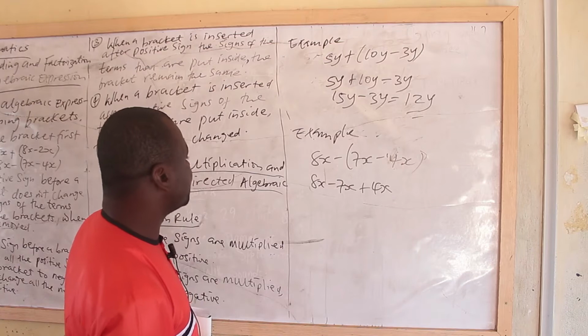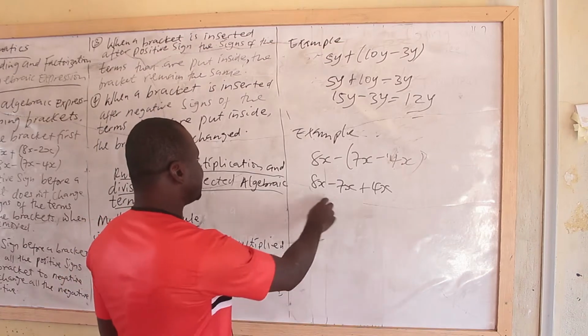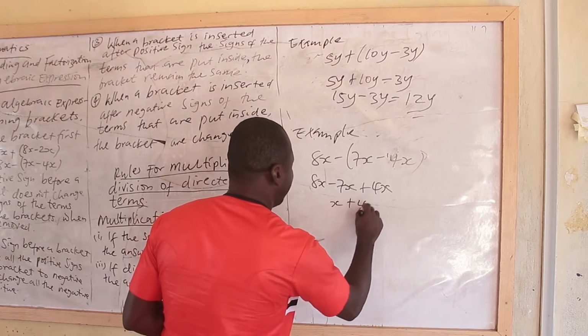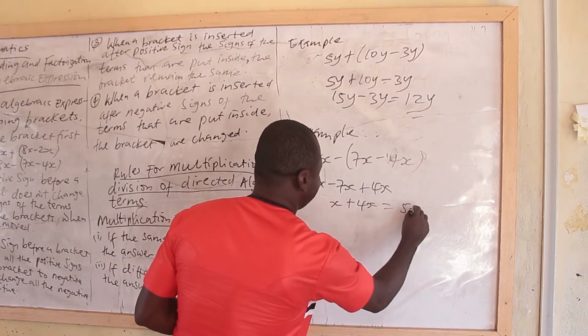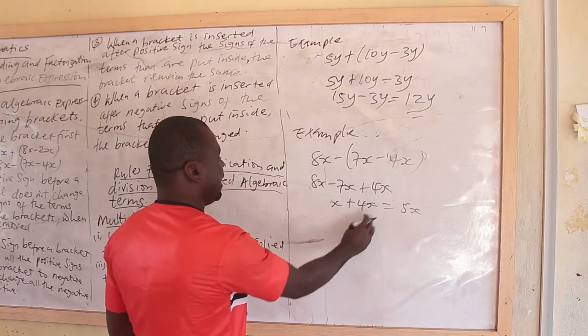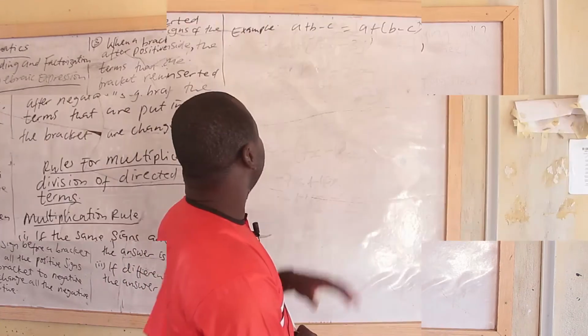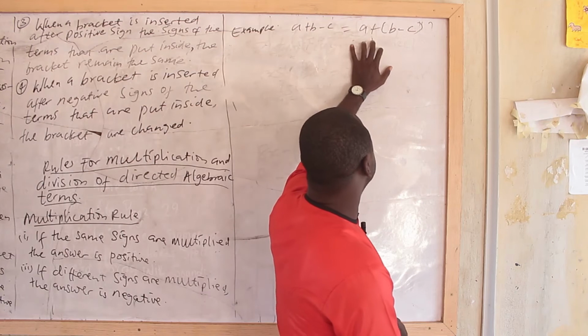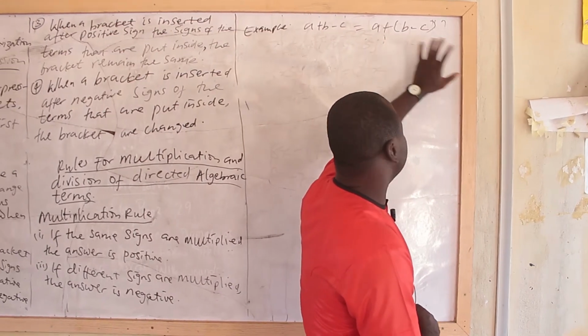Then, when we move on to solve, 8x minus 7x gives us x, plus 4x. Then the final answer is 5x, because x plus 4x is 5x. A plus b minus c is equal to a plus bracket b minus c.